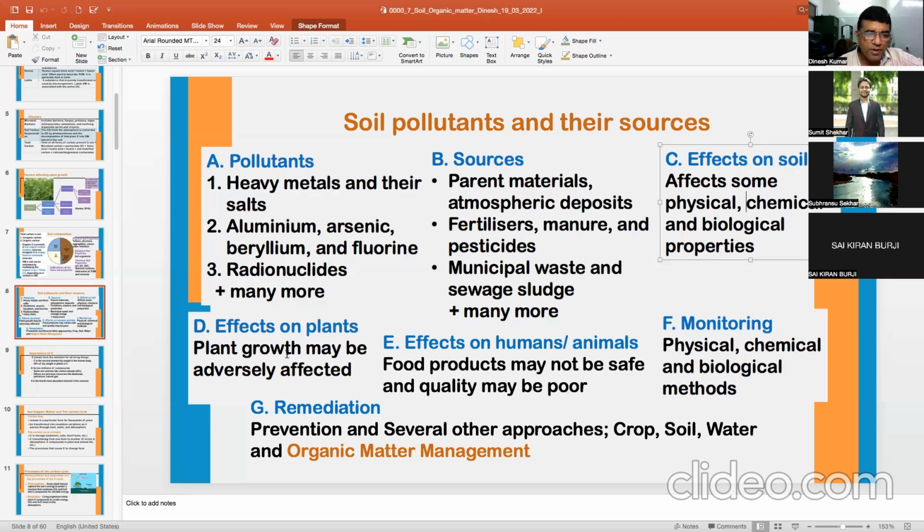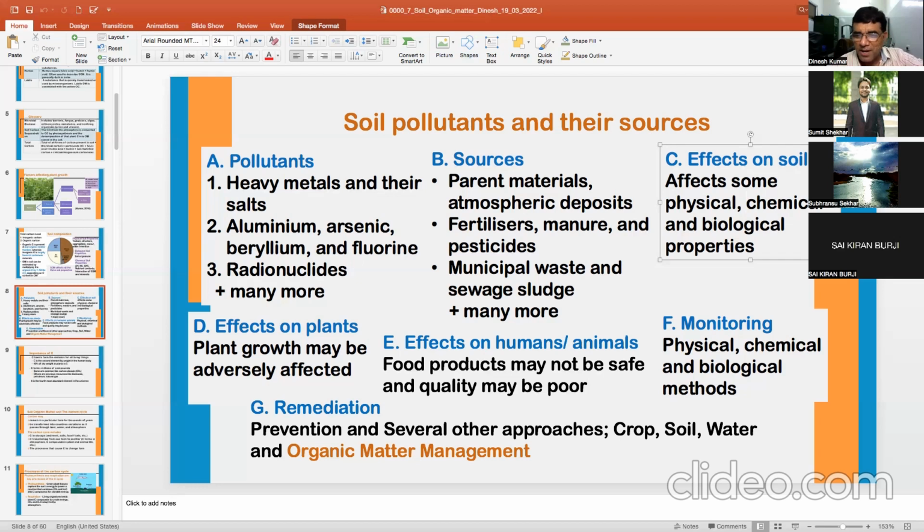Now, if your plant growth is affected, and these heavy metals, poisons, and pesticides are accumulated in the plant, then what will be their effect on humans, animals, and your atmosphere? Food products may not be safe and quality may be poor, and many more things will be affected.